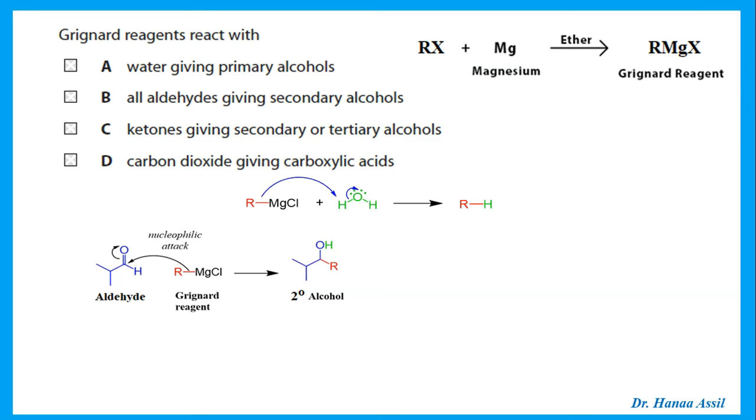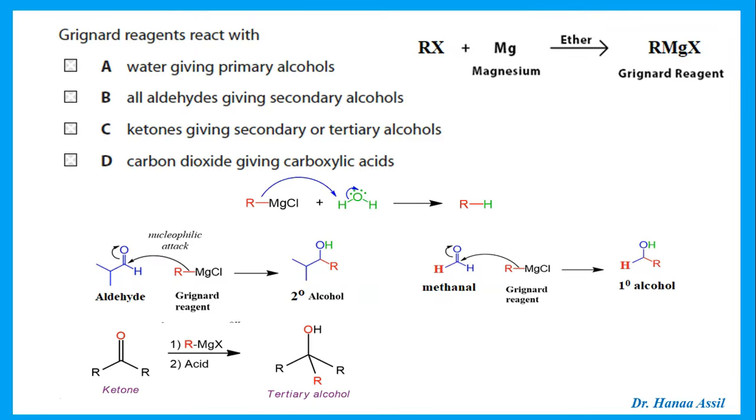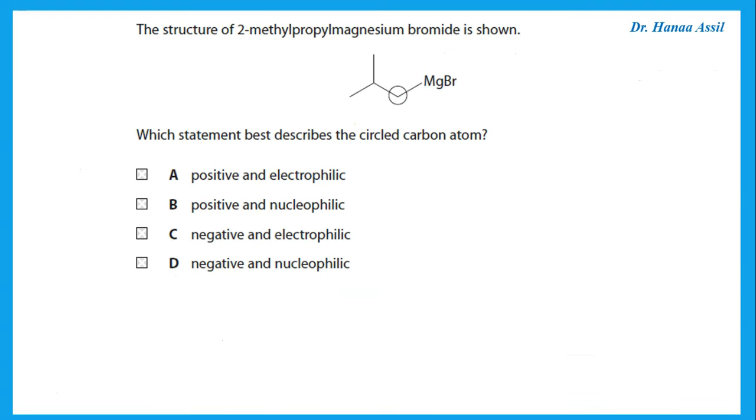The question says it reacts with all aldehydes to give secondary alcohols. Well, some aldehydes would give secondary, but some aldehydes would give primary, so B is wrong. When it reacts with ketones, it gives tertiary alcohols, not secondary. When it reacts with carbon dioxide, yes, it gives carboxylic acids.